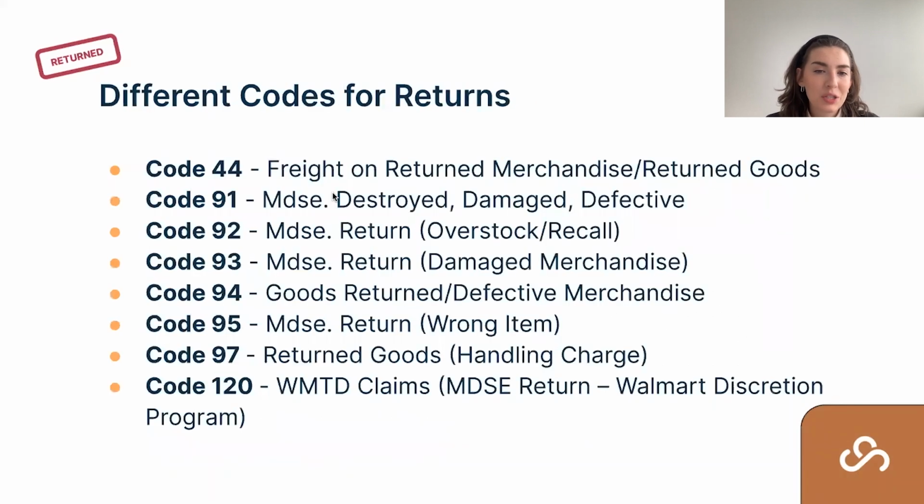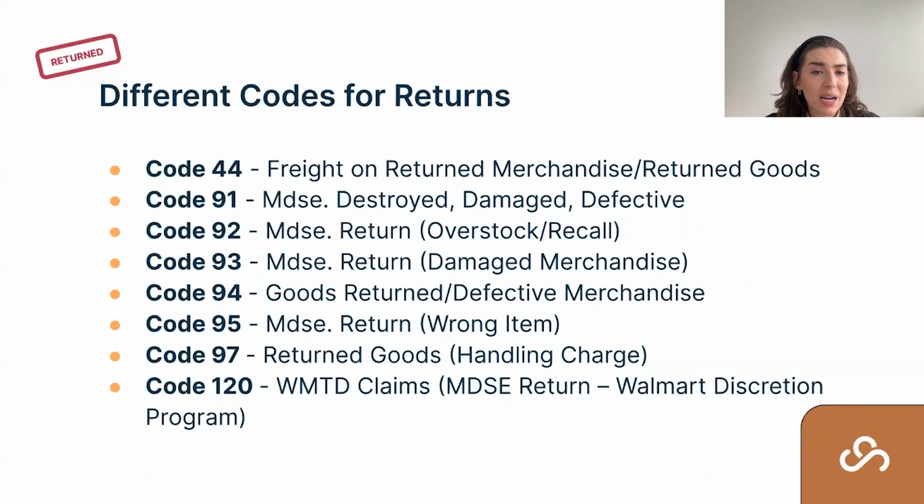All right, now we're going to get into covering the different codes for returns and what those actually mean. So the first code is a code 44, which is freight on returned merchandise and returned goods. That's kind of going back to that first example when we were talking about the fees that stack on top of your actual reason code for claims. The code 44 is saying, hey, we're charging you for the cost of freight to return this merchandise to you or to a consolidation center or whatever your OSA outlines that your returned goods should go to.